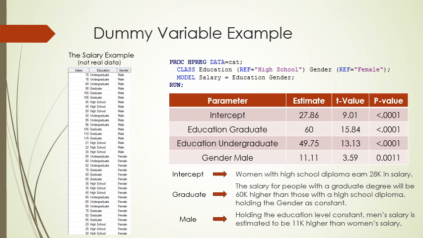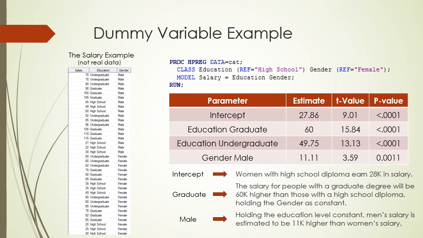Notice we use the HPReg procedure to allow the class variables. Thus, we code variable education into graduate and undergraduate dummy variables, and code variable gender into a male dummy variable, as discussed earlier. The model has an R-squared value of 0.9, meaning that the two variables have explained 90% of the variance in the outcome salary.